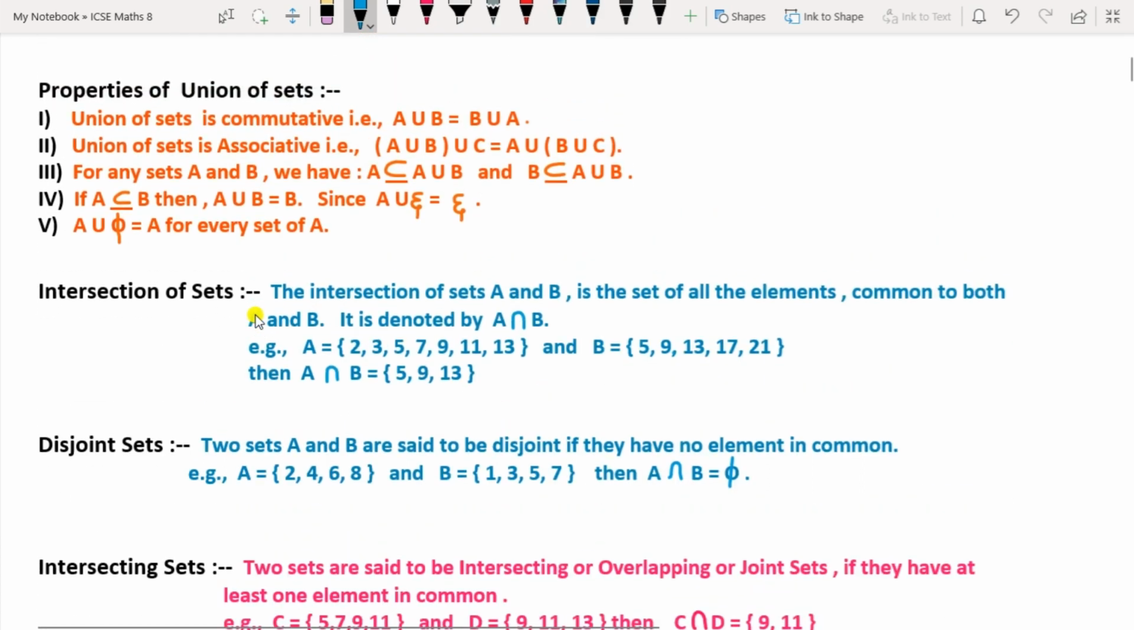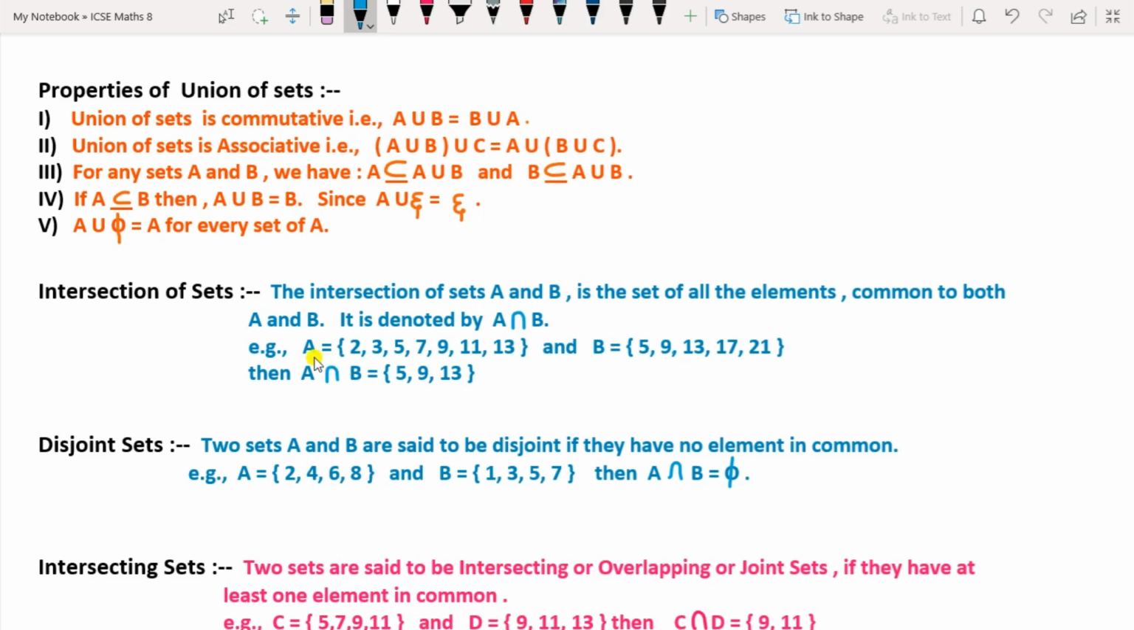The next operation is the intersection of sets. The intersection of sets A and B is the set of all the elements common to both A and B, and it is denoted by A intersection B. This is the symbolic representation for intersection of sets, that is the inverse of U. You have to write it in between the two sets.